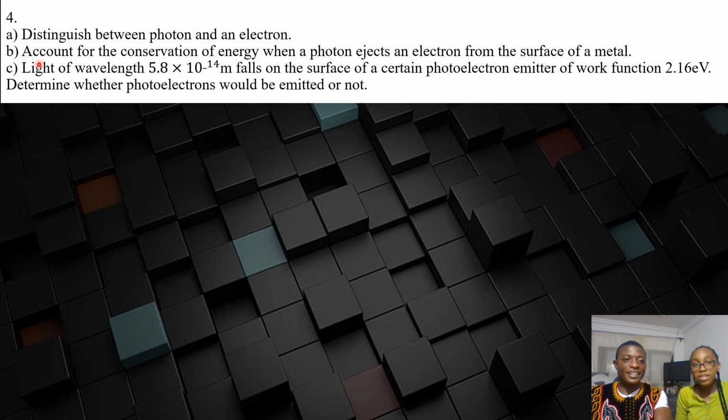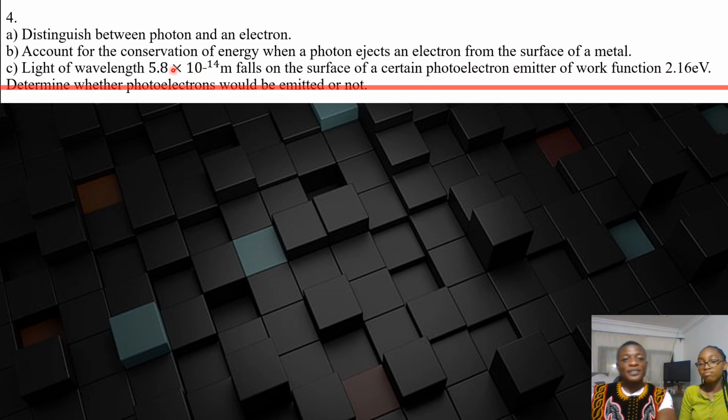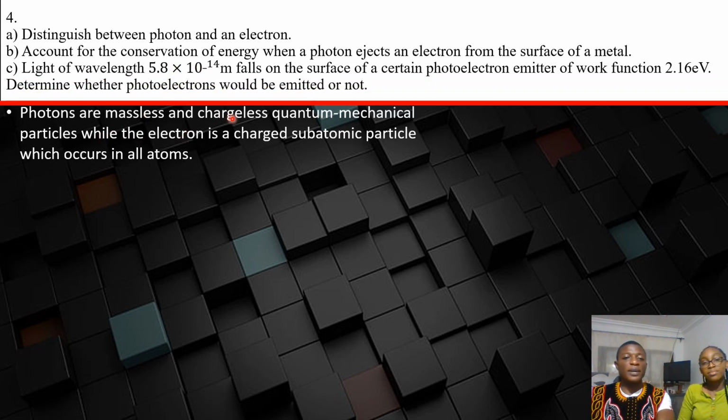Question 4. Distinguish between a photon and an electron. All right, so guys, right there, photons are massless and chargeless quantum mechanical particles, while the electron is a charged subatomic particle, which occurs in all atoms. Okay. Again, I think if you have just a moment to think about it, you realize that's probably something you've always known, but you've just never put them like that.